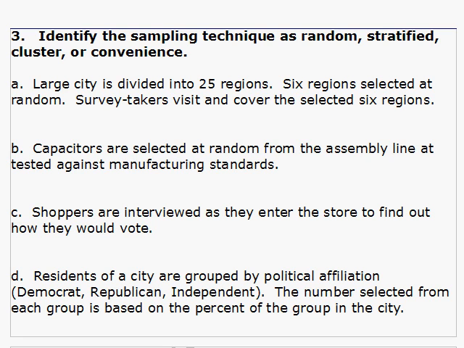So from those descriptions, I think you can kind of pick out which ones are which. You see the strata here in D. Residents of a city are grouped by political affiliation. So you have these political affiliations, you group them by that, you find out what percent is Democrat, percent is Republican, percent is independent, and then when you take your sampling, you want so many Democrats, so many Republicans, so many independents that reflect the distribution in the general population, in this case a city.